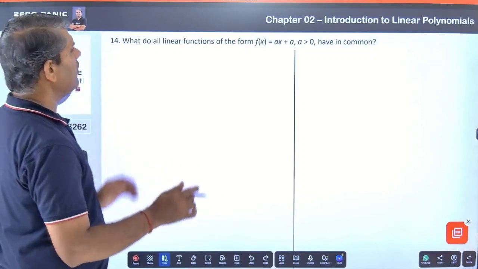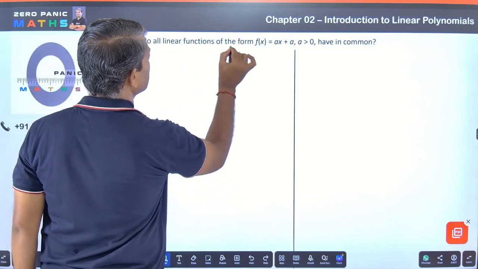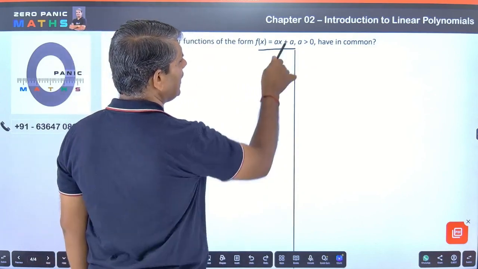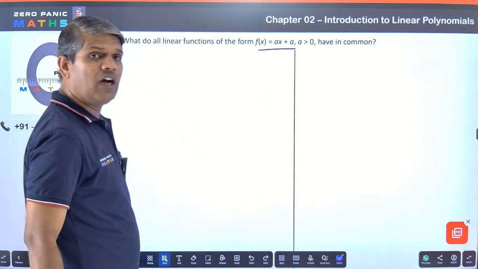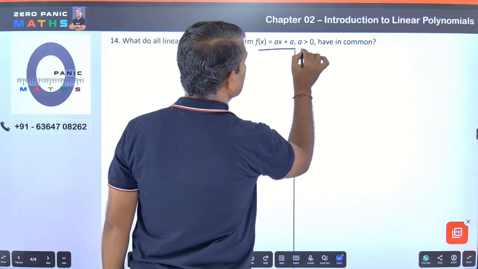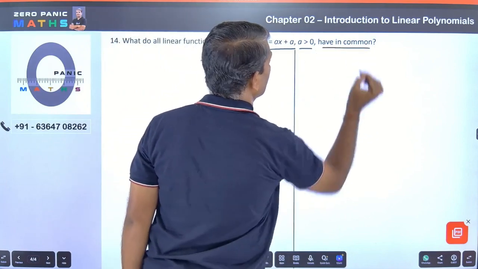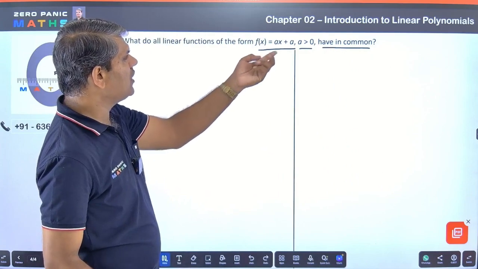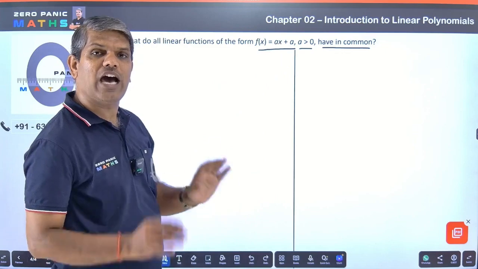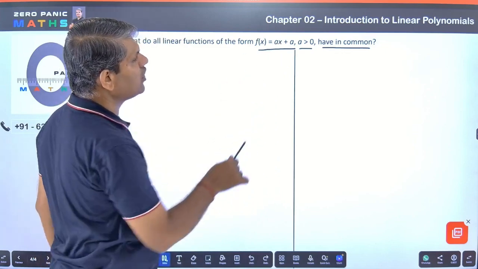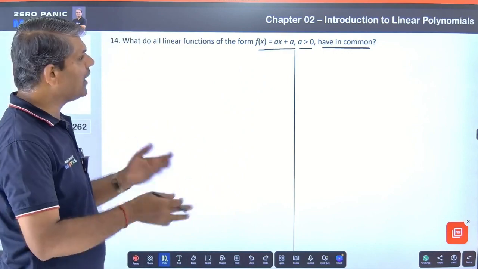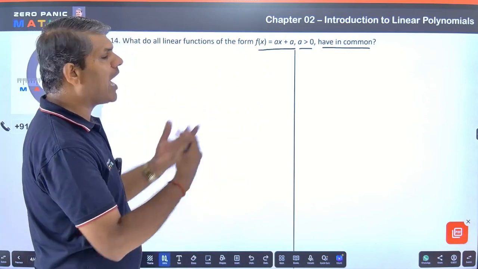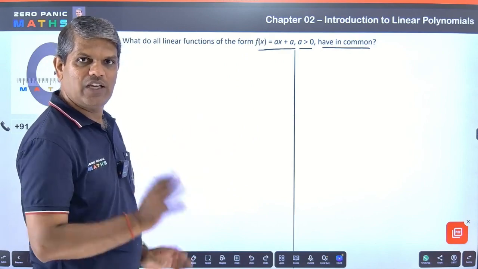This is a very, very simple problem. What do all linear functions of the form f of x is equal to ax plus a, where the slope and the y-intercept are the same, given the condition a is greater than 0, have in common? It is a general form of a linear equation where slope and y-intercept are equal. If you draw different lines by taking different values of a, what will those lines have in common? That is what the question is. You understood this, right?